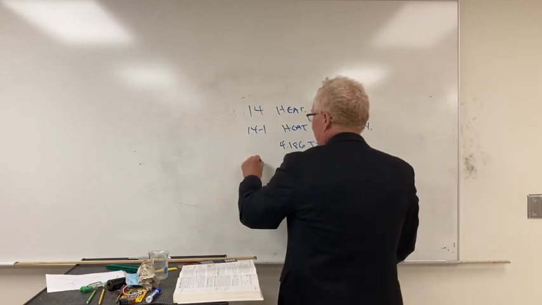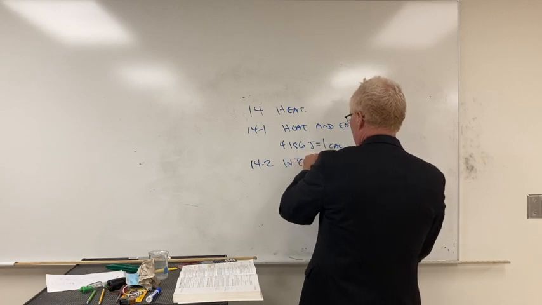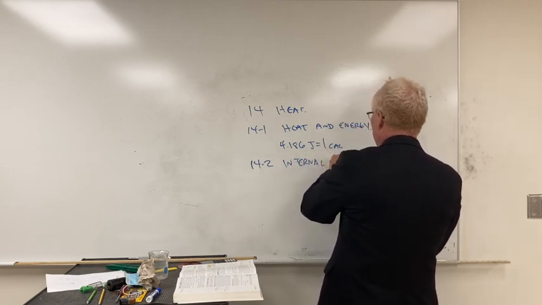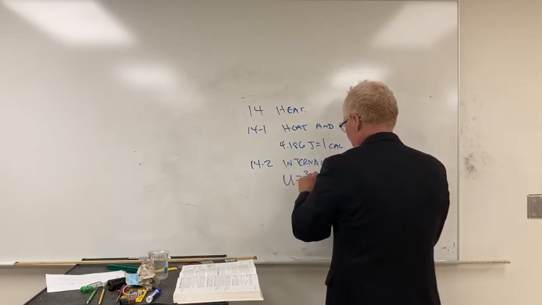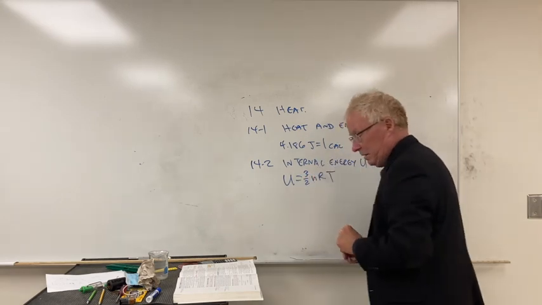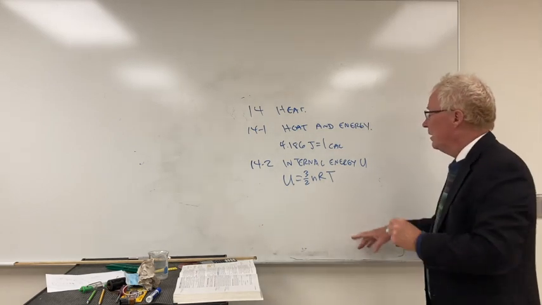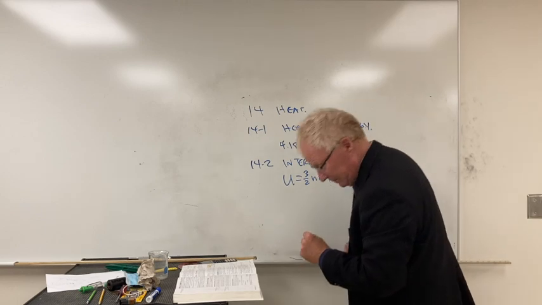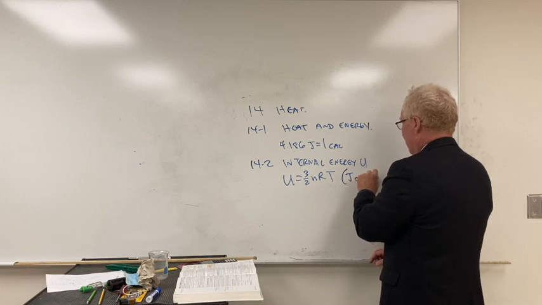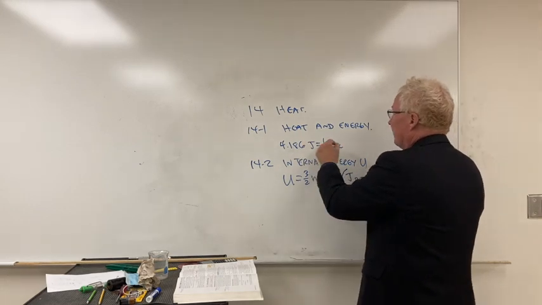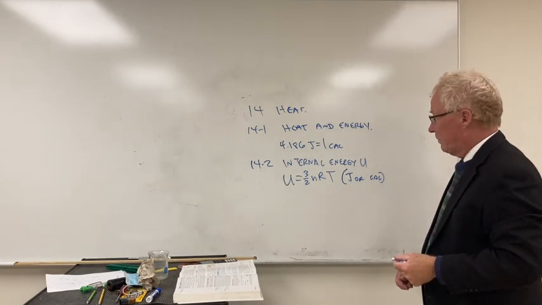Internal energy, so 14.2, internal energy. U is given by 3/2 nRT, where again R is the gas constant we've had before. So this is the internal energy, and this will be in either joules or calories. Both of these are units of energy. All right, so that's 14.2.